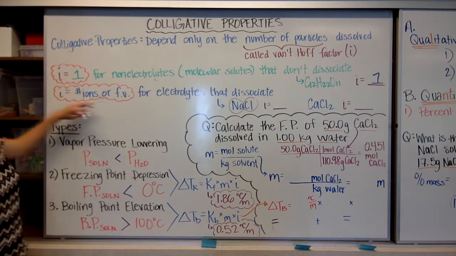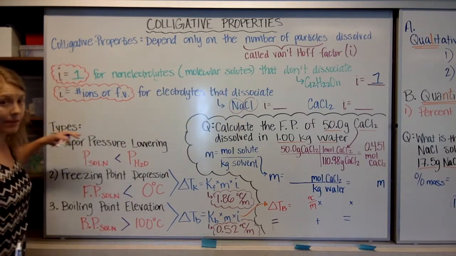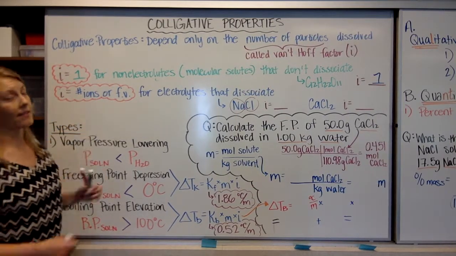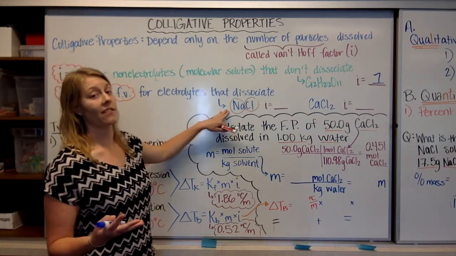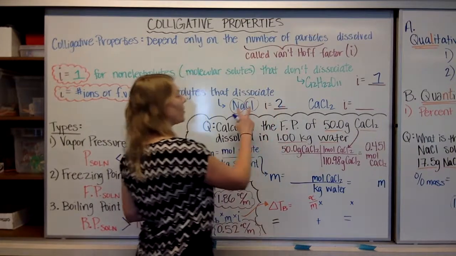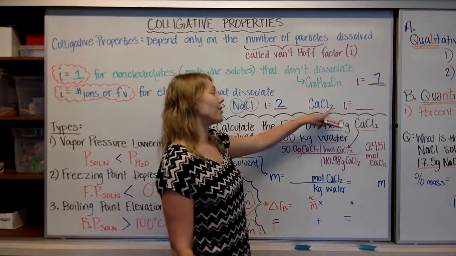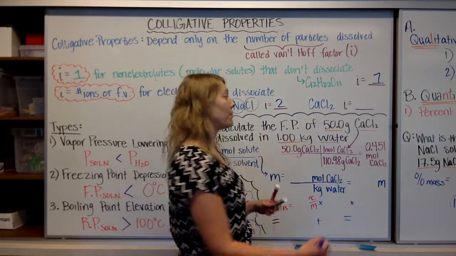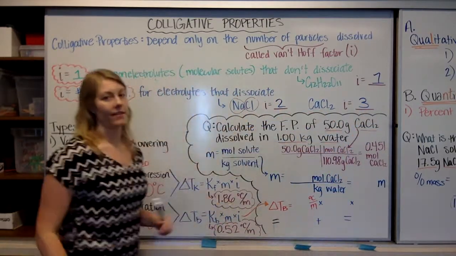However, for electrolytes that will dissociate, which is ionic compounds usually, i is equal to the number of ions or formula units, okay? So here we have NaCl. When this is dissolved in water, it breaks up into Na plus and Cl minus. There are 2 ions here. For CaCl2, now we have 2 Cl's and 1 calcium. This is an ionic compound. It's a metal and nonmetals. i is equal to 3. 2 Cl's plus 1 calcium.